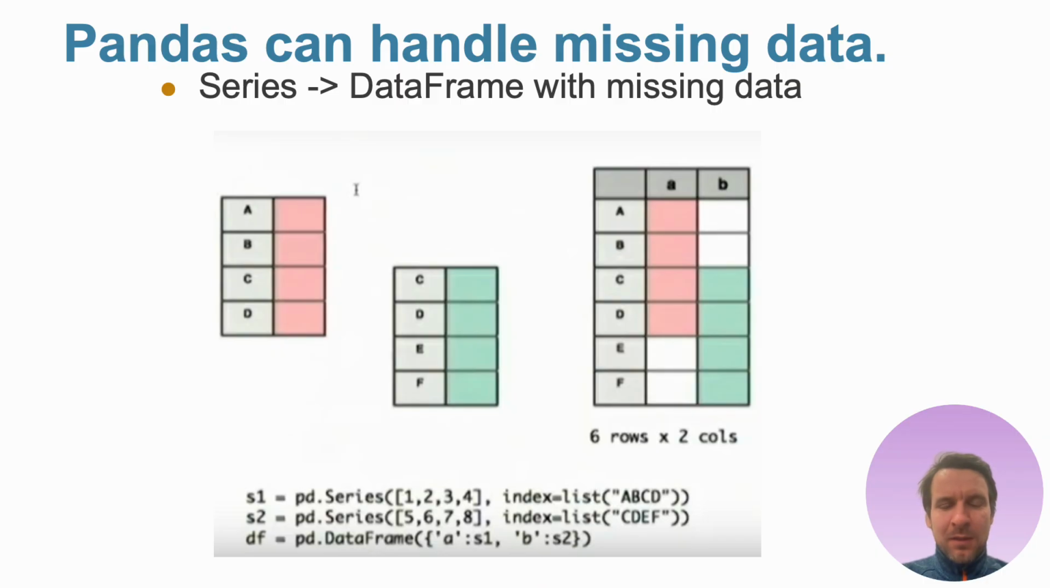What is interesting to notice is that there are a few values that are undefined. Like the series S2 doesn't have anything for index A. Then there will be not a number in the data frame.